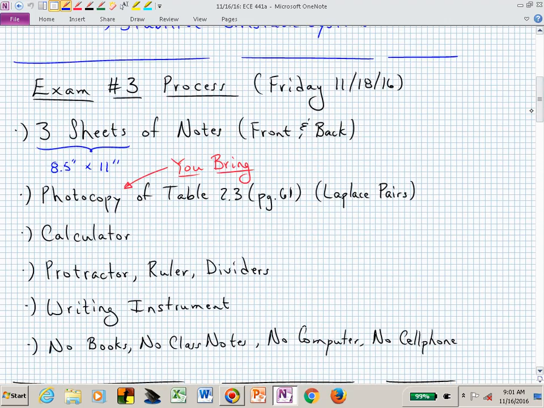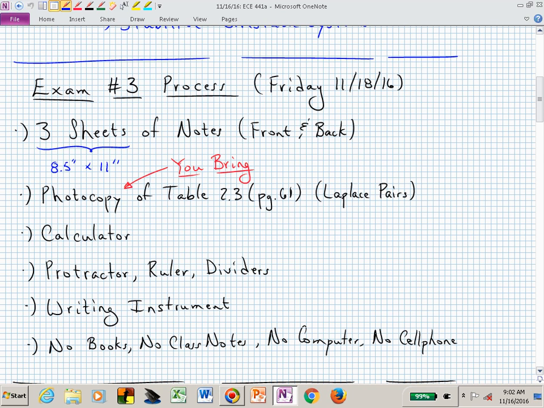The process for exam number 3 is 3 sheets of notes. We just keep growing. You may not need that many, but you can have one additional sheet, which is this photocopy of table 2.3, the Laplace transform pairs, and you need to bring that yourself. Unless you incorporate it into your 3 pages, that's fine also.